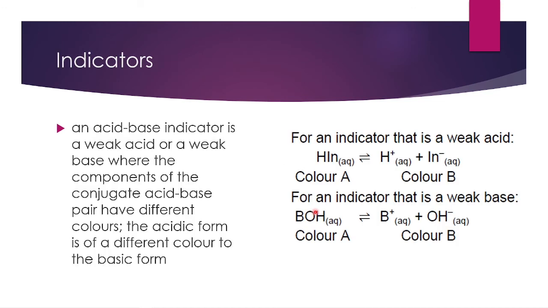Hopefully that makes sense. So if we look at indicators, an acid-base indicator is a weak acid or base where the conjugates have different colors. For this one, HIn, the indicator is a weak acid, and it is going to have one color when it's like this, and another color when it is a conjugate. If the indicator is a weak base, it's the opposite. So BOH is the basic indicator, and B plus will be the color, and the B over here will be not the color. Color A, color B. So one might be red and one might be yellow.